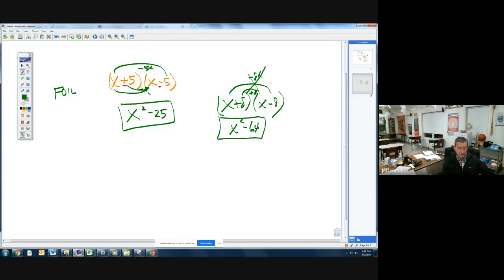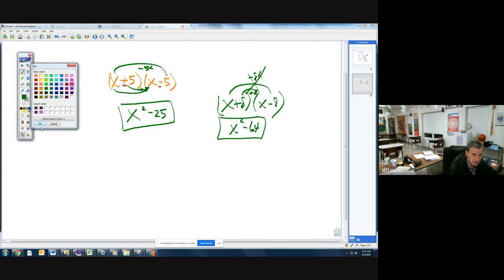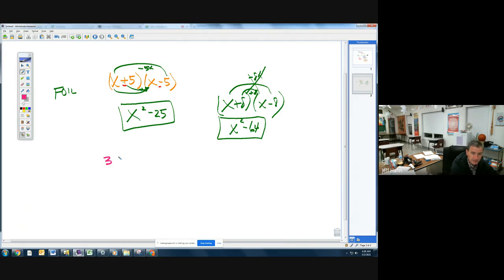How about that? And that would even be the case if it was something like we just talked about before, where you had 3x minus 2 times 3x plus 2. These binomials are identical except for one's minus, one's plus. That means there will be no middle term. You will just get a first term, which would be 9x squared. You will get a last term, which is the two last things, which is minus 4. But there will be no middle term because the outer term would give you positive 6x and the inner term would give you minus 6x, and those would cancel each other out.